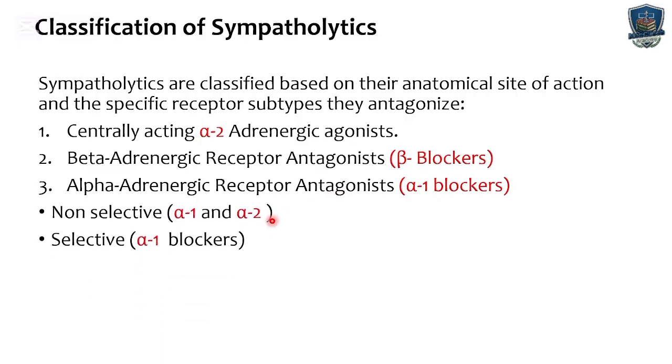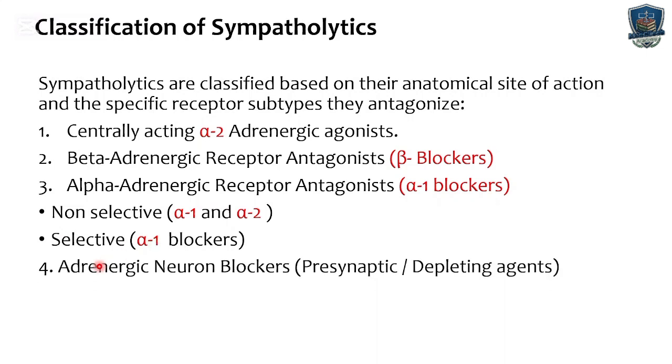For alpha, we may have those that are non-selective. These are those that work on alpha 1 and also alpha 2. The selective ones only work on alpha 1. And lastly, we've got adrenergic neuron blockers, also called the presynaptic or depleting agents.